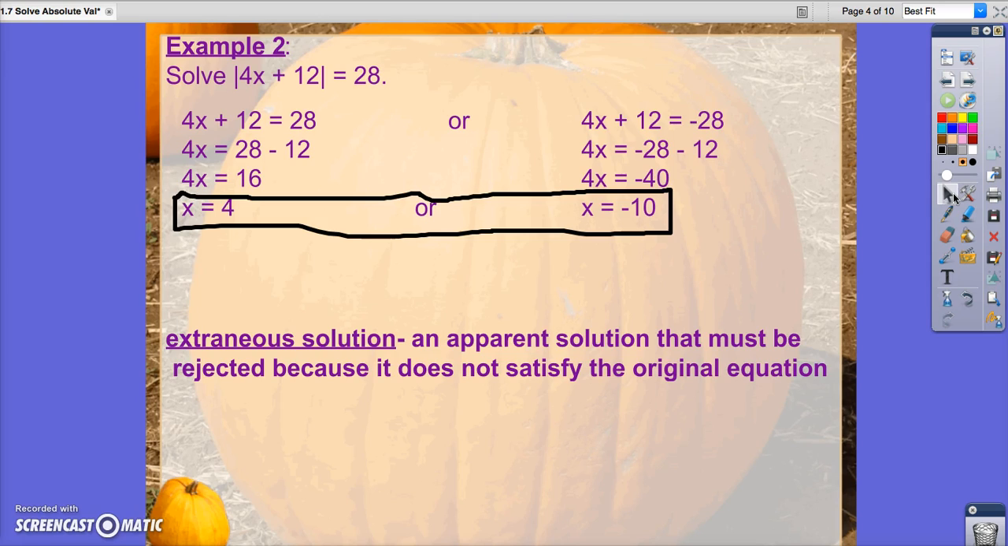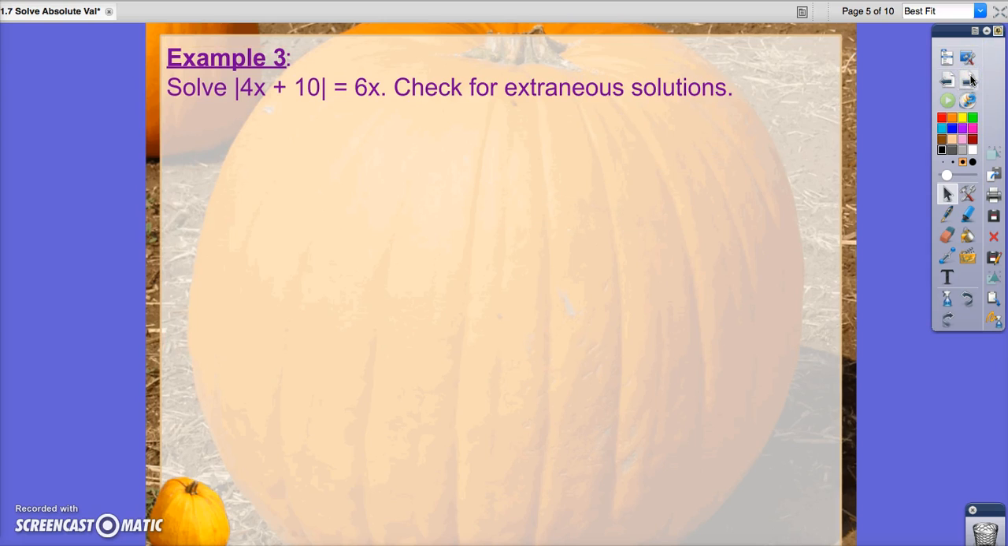All right, so the terminology below, we have a term, extraneous solution: an apparent solution that must be rejected because it does not satisfy the original equation. So you know how I'm saying step 3 is to check your work. Sometimes both don't work. Sometimes maybe neither will work out. Sometimes both work, sometimes one, sometimes none. All right, we're going to take a look at what that means.